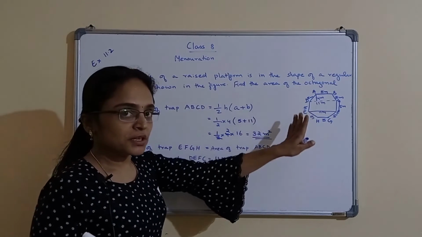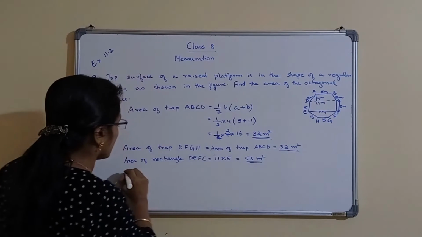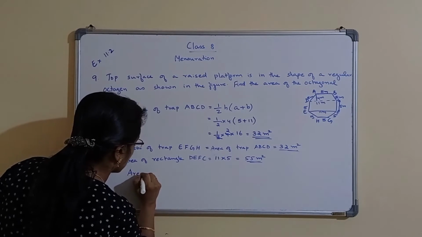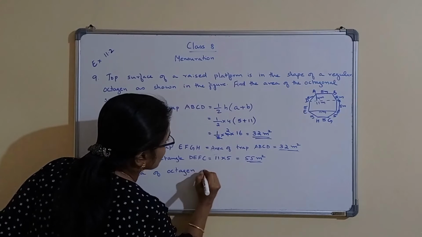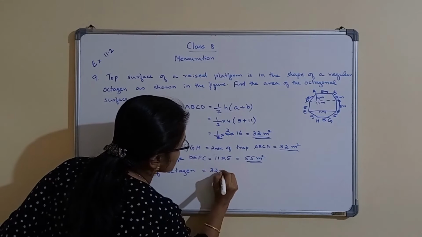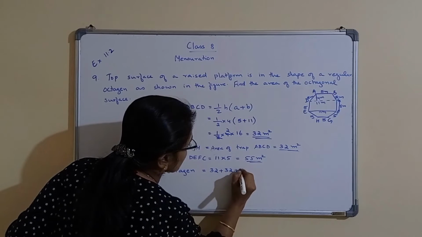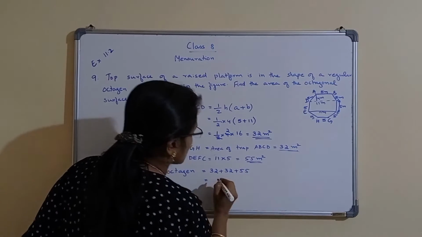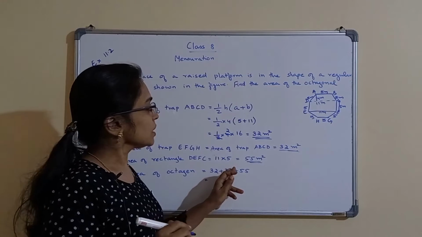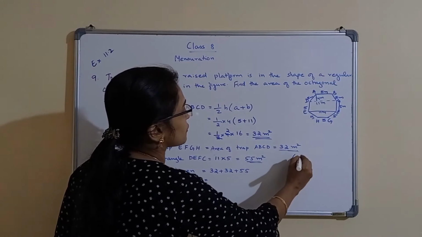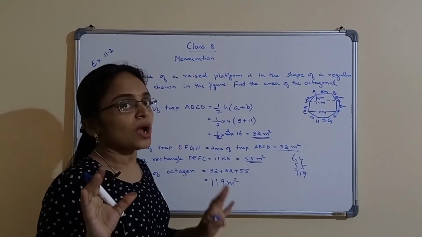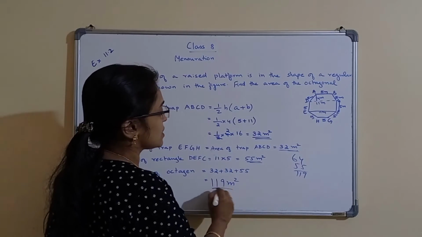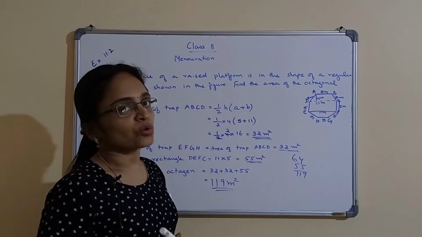So what is the area of this full octagon? Area of octagon is equal to 32 plus 32 plus 55. 32 plus 32 is 64. 64 plus 55 is 119. So 119 meter square is the area of this octagon.